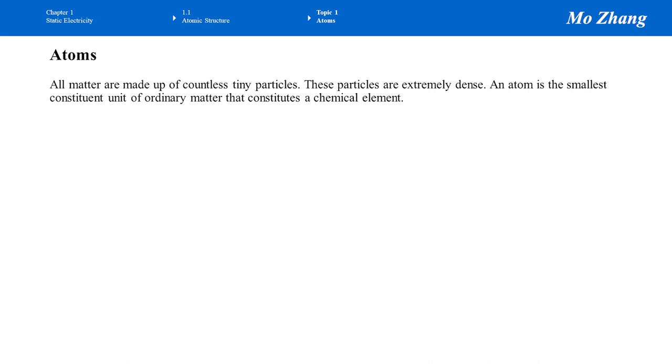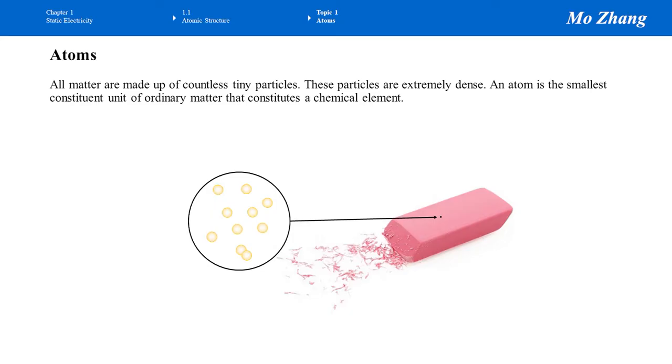Let's randomly pick a thing, such as an eraser. For this eraser, let's randomly pick a point, such as the dot here, and then we zoom in. In this region, there are countless small atoms. Imagine if we zoom in this many times, maybe 1,000,000 times, or maybe 1,000,000,000 times. Perhaps we can see some particles floating in this region. Each one is an atom.